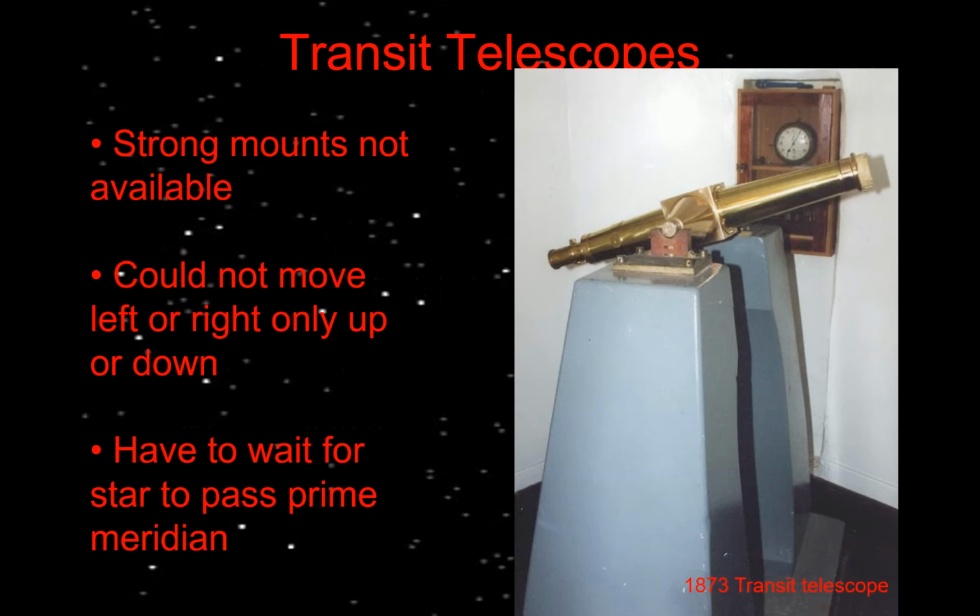Mounting a telescope was also something of a challenge in the early days, and as you can see, this telescope cannot point left or right and is actually just mounted on two blocks. This is an 1873 transit telescope, and you have to wait for the right time of night for your object to be right in front of the telescope and transit across your position on your meridian. So there were some engineering challenges in the early days of telescopes and pointing them in the right direction.